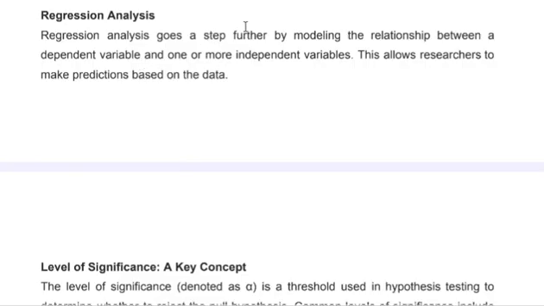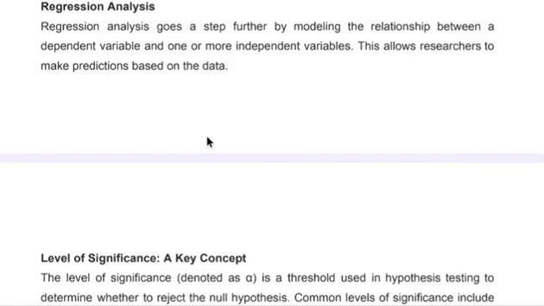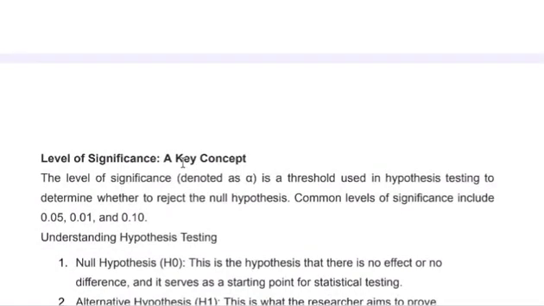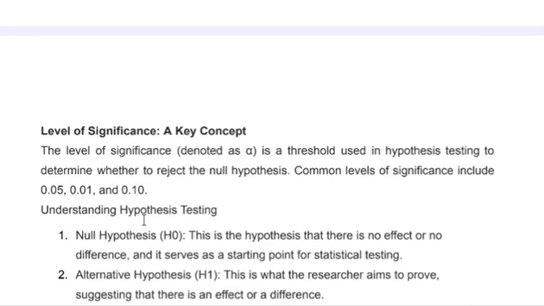Regression analysis. Regression analysis goes a step further by modeling the relationship between a dependent variable and one or more independent variables. This allows researchers to make predictions based on the data. Level of significance, a key concept. The level of significance is a threshold used in hypothesis testing to determine whether to reject the null hypothesis. Common levels of significance include 0.05, 0.01, and 0.10.